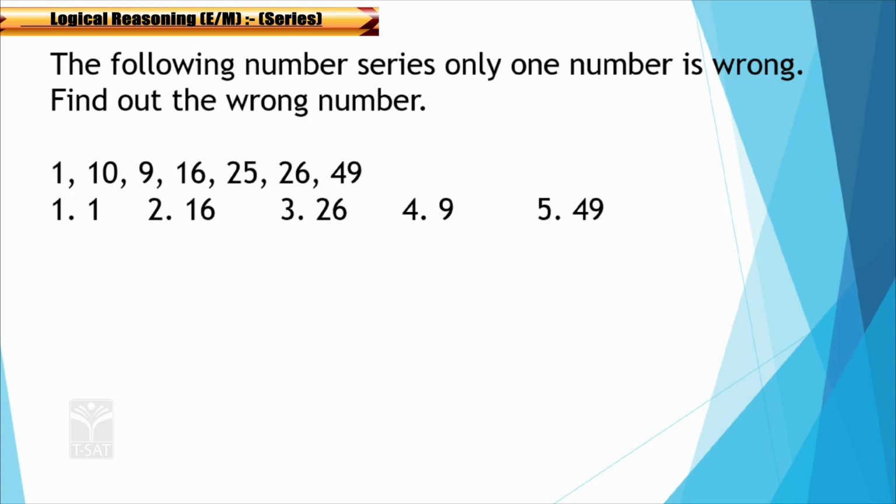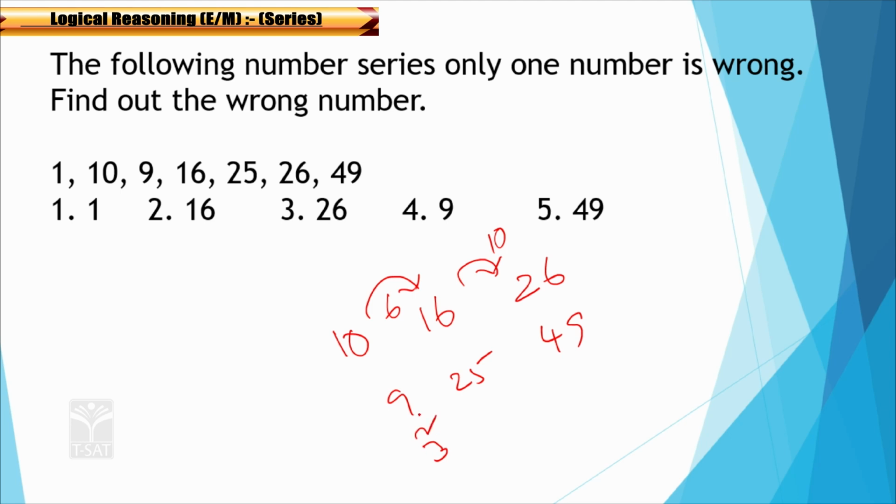If you take the numbers 10, 16, 26 as one group and 9, 25, 49 as another, it is very clear. When you take it this way, what is the difference between 10 and 16? 6. The other group is 3 square, 5 square, 7 square.